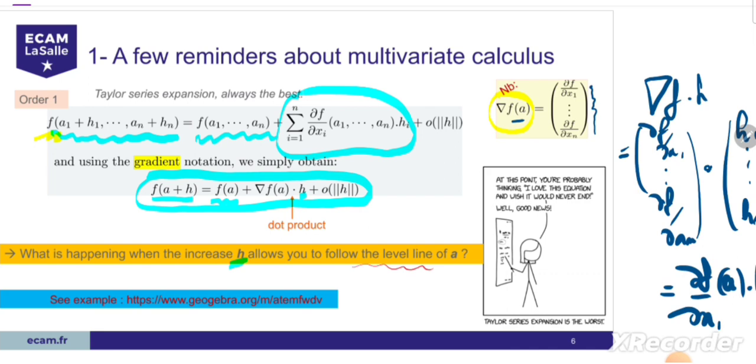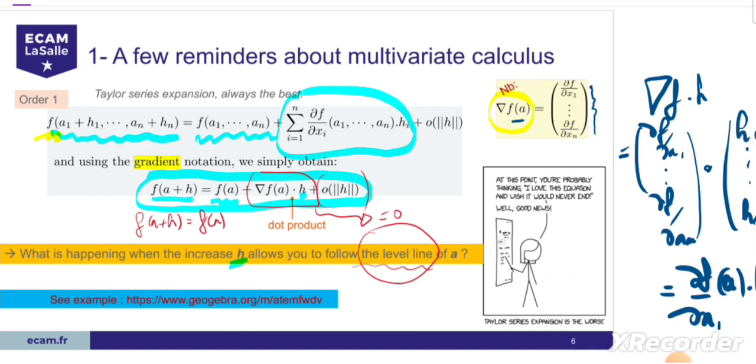So we are going to have f of A plus h, in that case, equals f of A, if you are on the same level line. Okay, so that means that the gradient term, well, we will consider that h is very small, so this is negligible. It means that this term will be equal to 0. What does that mean? It means that in that case, the gradient of f is orthogonal, because the dot product is equal to 0, to the displacement h.